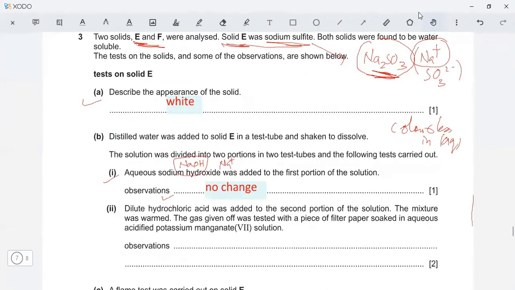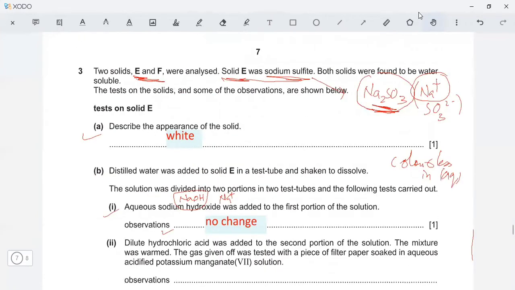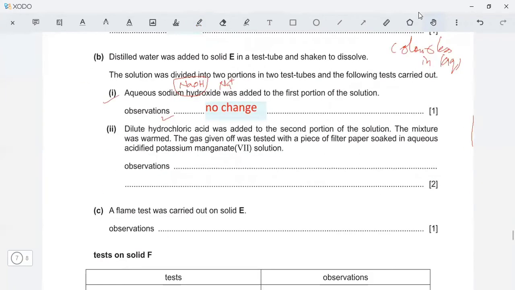This is talking about the solid E, which was sodium sulfite. That means there will be sodium ions and sulfite ions, SO3 2- ions. So always remember, when sulfite ion is being heated, a gas is given off. When sodium sulfite is the solid E, sulfite is present. When this ion is heated, you always get sulfur dioxide gas. Understand?